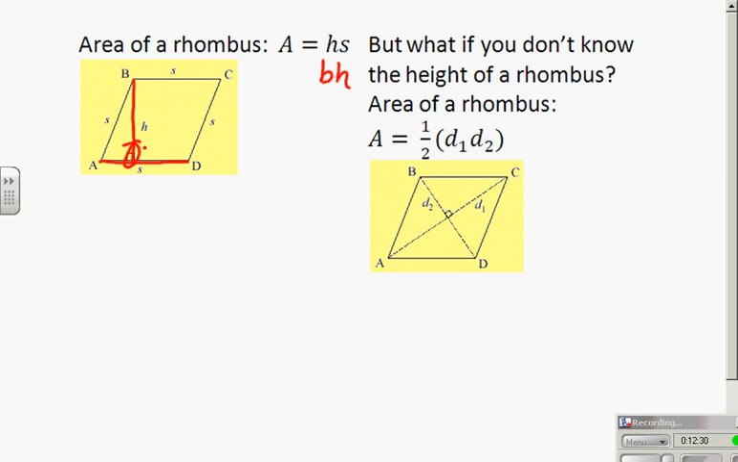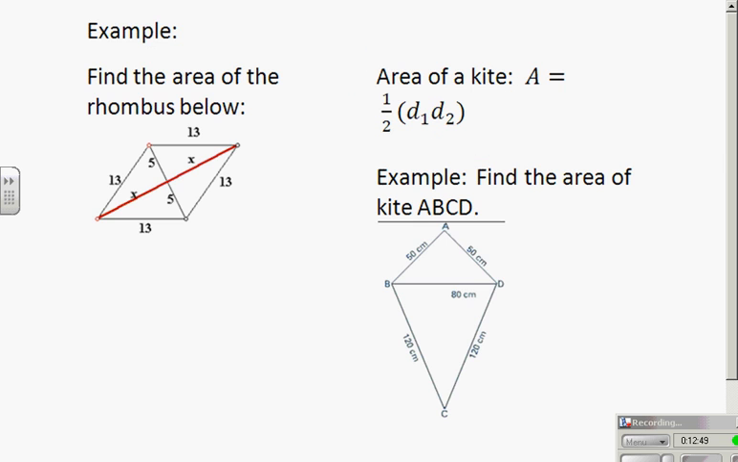But what if you don't know the height? The height's often hard to find. There's another nifty formula, and it has to do with the diagonals. You can take 1/2 the product of the diagonals. So if you happen to know the diagonals, you can find the area also. Remember, diagonals meet at a perpendicular, so my right triangle things might also come into play.